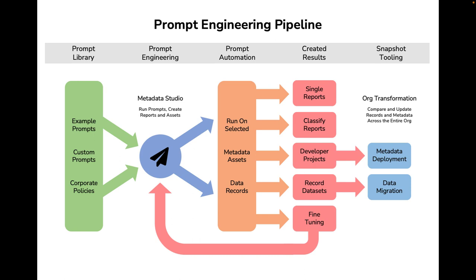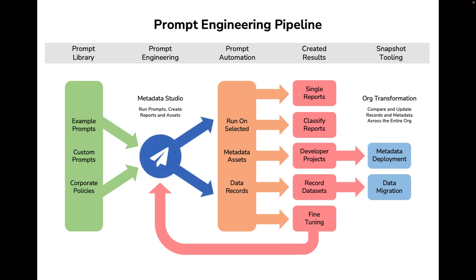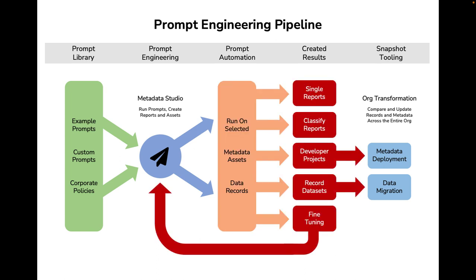So this movie has shown the Metazoa prompt engineering pipeline. It starts with example and custom prompts available in Metadata Studio. You can use Metadata Studio to edit and run those prompts. Then you use prompt automation to run the prompt on your entire org. You can create single reports, classifications, developer projects, and data migrations with prompt automation.